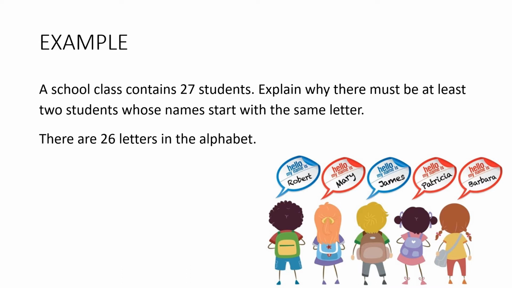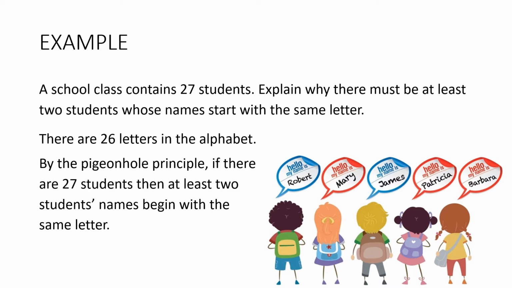It's because there's 26 letters in the alphabet. Now, I often tackle these sorts of questions talking about a worst case scenario. In this case, the worst case scenario is the first 26 students that I encounter, their names all begin with a different letter. But then there's a 27th student, and that's going to cause a duplicate. Do you understand? So by the pigeonhole principle, if there are 27 students, then at least 2 students' names begin with the same letter.